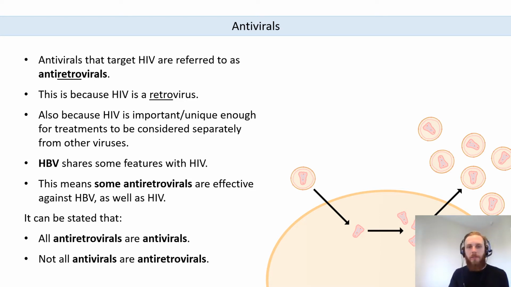However, some antiretrovirals can also be used against similar viruses that aren't retroviruses, but they engage in similar processes within the host cell. And the virus I'm thinking of there is hepatitis B virus. If you remember when we were looking at viral replication, there were similarities between hepatitis B virus and the retroviruses, and this is why you can use some antiretrovirals not just against retroviruses, but also against hepatitis B virus. And summarizing at the bottom, all antiretrovirals are antivirals, but not all antivirals are antiretrovirals. So antiretrovirals are a group of antivirals.